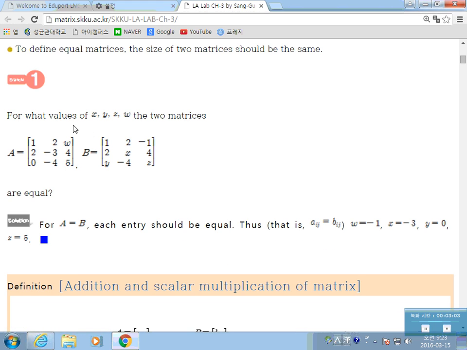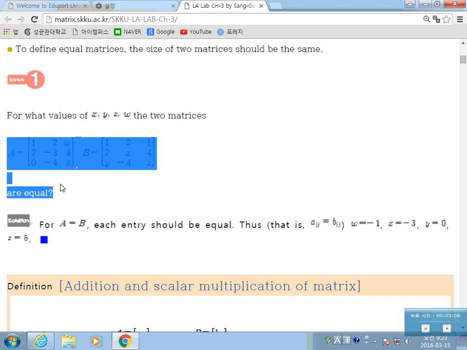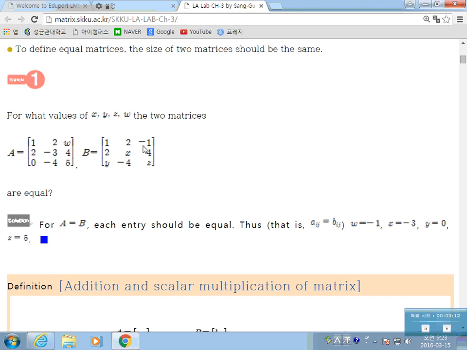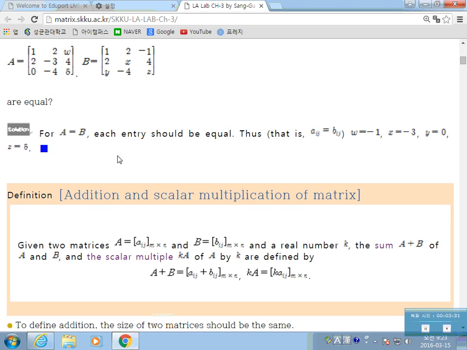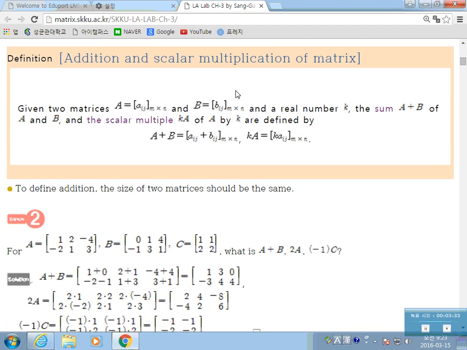For example, if these two matrices are equal, then it means w should be -1, x should be -3, y should be 0, and g should be 5. These are both 3 by 3 matrices. If these two matrices are equal, then each entry should be the same for every i and j. Okay? Addition and scalar multiplication of a matrix.